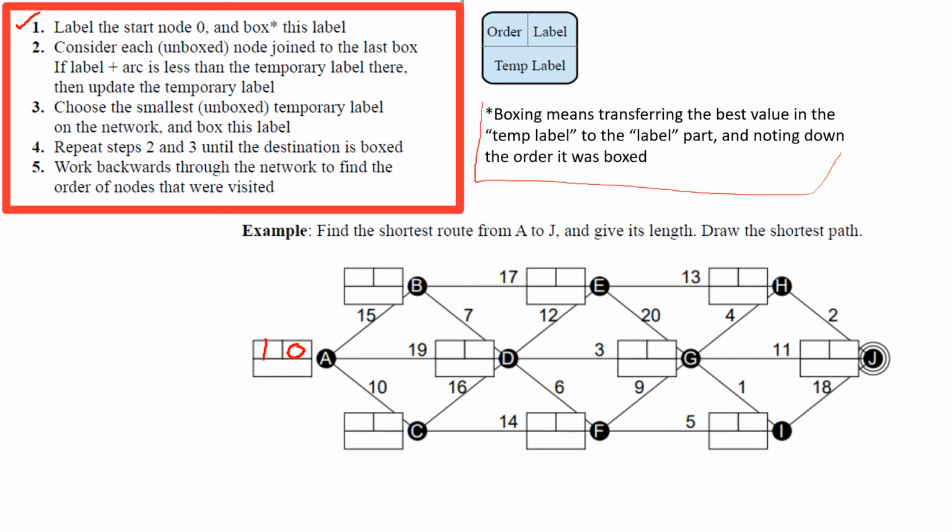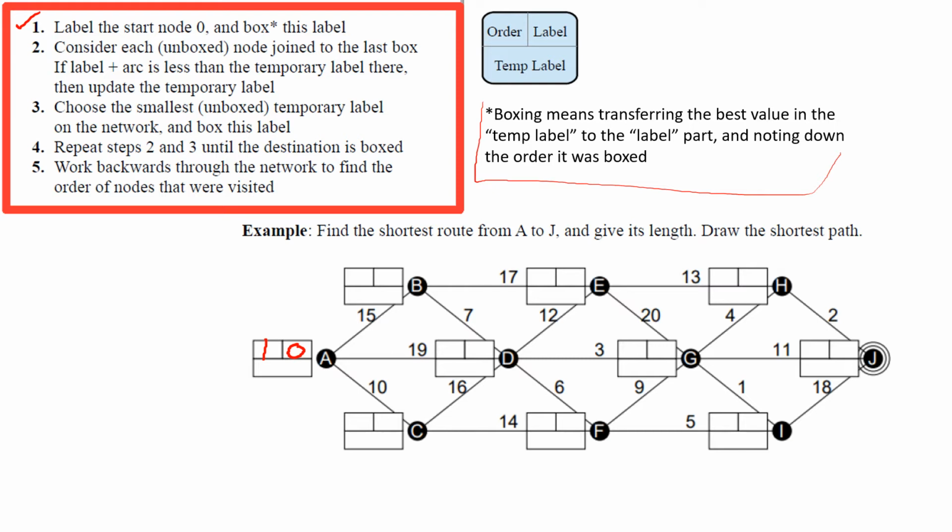Step 2. Consider each unboxed node joined to the last box. We just boxed A, so we're going to consider B, D, and C as they are all connected to that boxed node. It says if the label plus the arc is less than the temporary label there, we can update our temporary label. Temporary labels are values that go in this large area at the bottom of this label. And it says label plus arc.